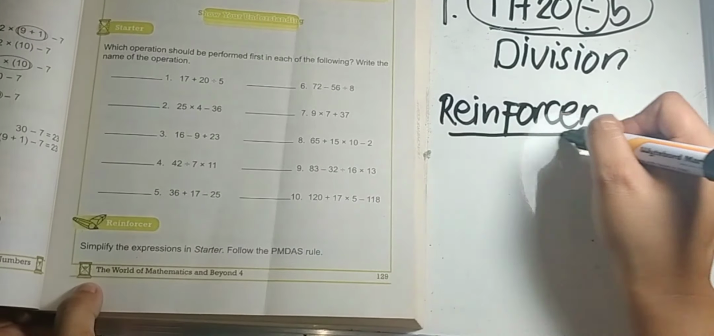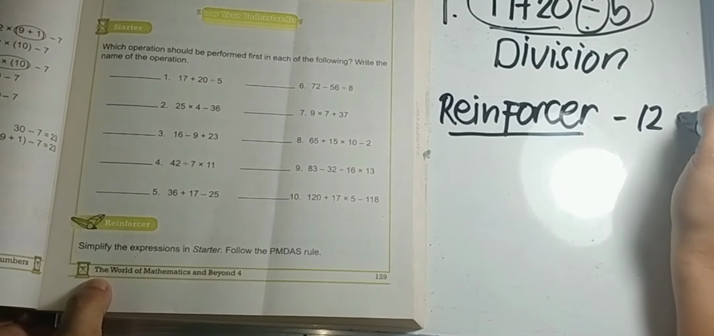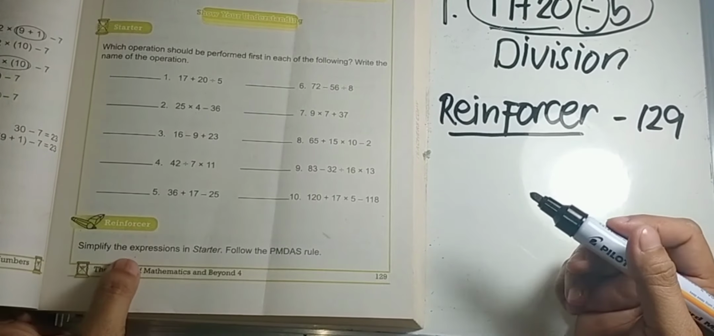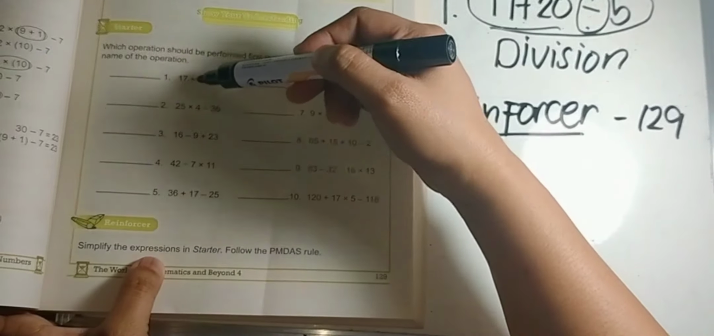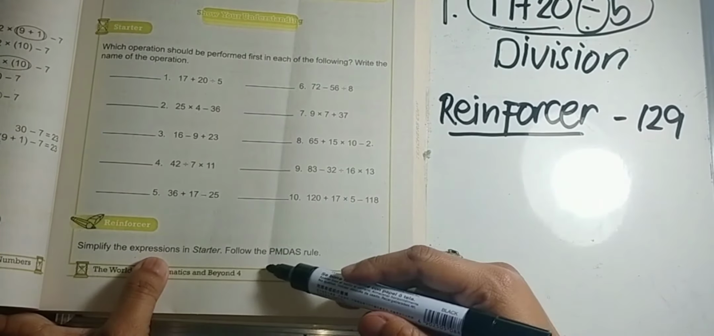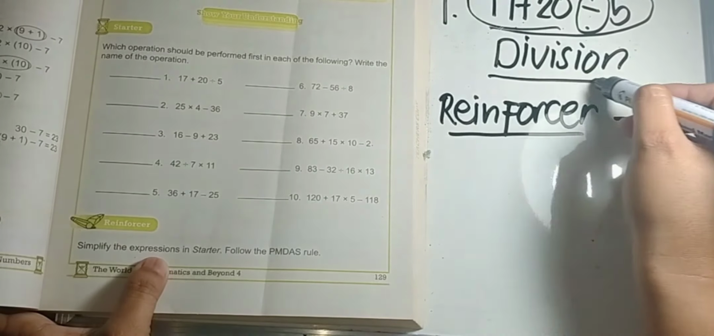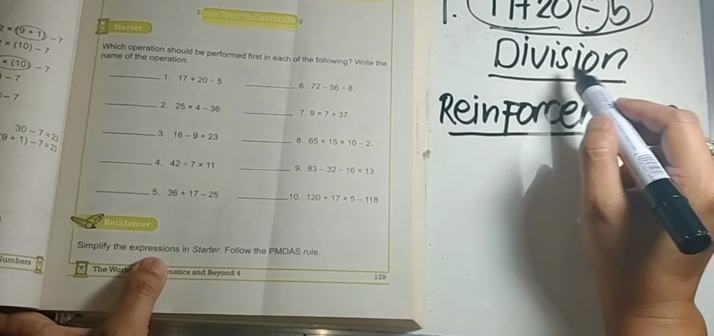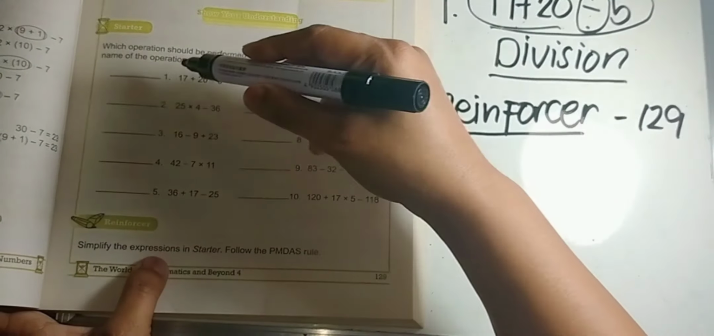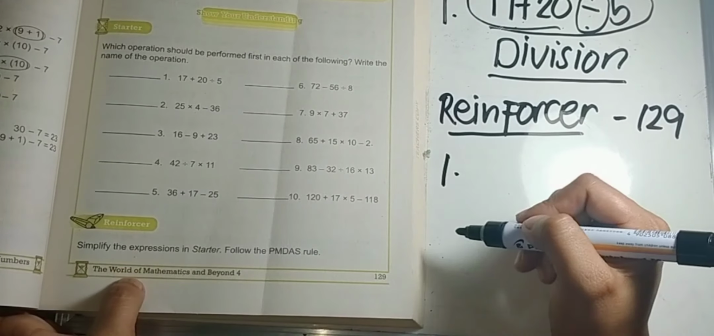Okay, sa reinforcer naman po, sa page 129 pa rin, sabi, simplify the expression in starter. So, lahat po ng expression na yan, isi-simplify nyo na po. You have to follow the PEMDAS rule. Okay, so since number 1 is done for you, ginawa na natin para may example ka sa ating starter. Next, gagawin din natin yung number 1 for reinforcer.